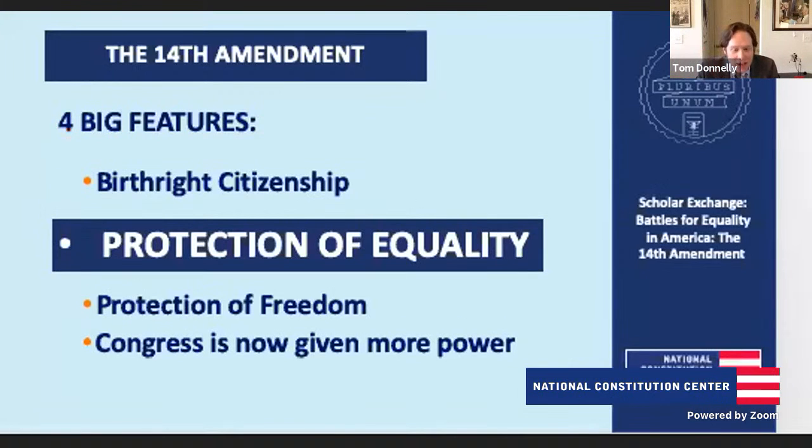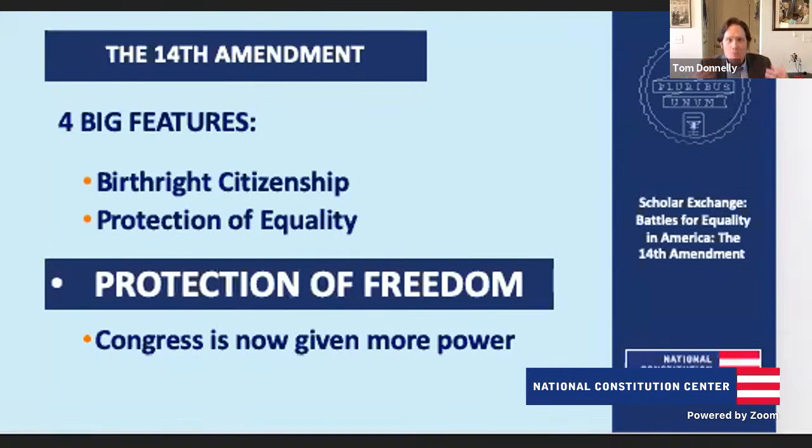The second idea is equality. Remember, the original Constitution was silent on the promise of equality, and now the Declaration of Independence's promise that all men, and eventually all women, are created equal is written into the Constitution. So birthright citizenship, equality. The third big idea is the protection of freedom. And what's going on here? Well, if we remember, the original Bill of Rights only applied to abuses by the national government. And so what the 14th Amendment does is it extends those rights to the states. It protects key rights like free speech and religious liberty from state abuses, the protection of freedom. So that's birthright citizenship, equality, freedom.